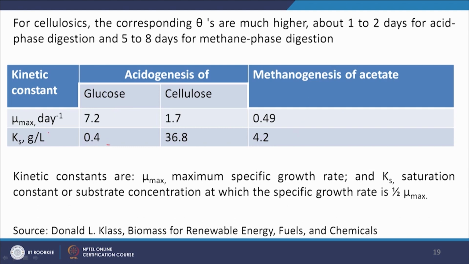Whereas in the case of the methanogenesis step, we see that mu max is 0.49 and Ks is 4.2 for acetate. So, that way this is a much slower step with respect to all. Kinetic constants: mu max is the maximum specific growth rate, Ks is the saturation constant, the substrate concentration at which the specific growth rate is half of mu max.